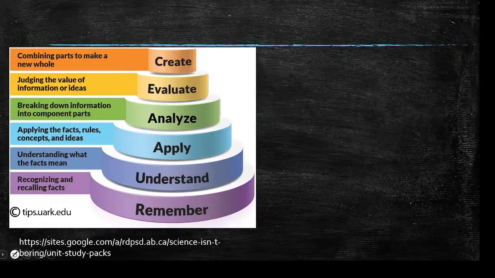Okay, so this is again Bloom's triangle. So this explains different levels of learning. Remember, recognizing and recalling the facts is called remember. Understanding what facts mean, that is understanding. So you should understand better to remember better. Then apply the facts, rules, concepts and ideas that help you to master the topic. Then analyze, breaking down the information into component parts. If you are having a larger problem, break it down, study the problem and try to resolve it.